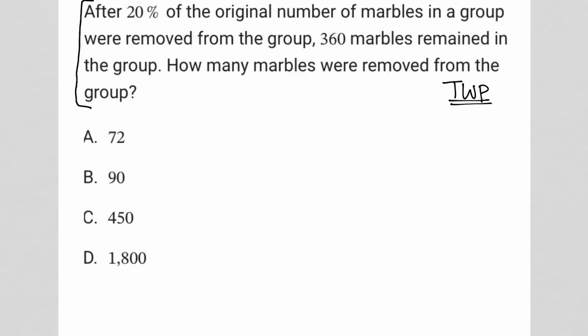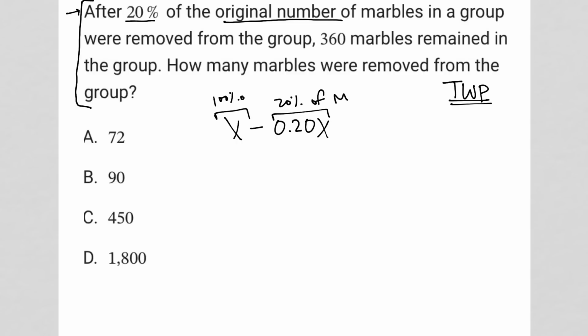So we start off here with "after 20% of the original number of marbles in a group were removed from the group." I'm going to stop there. We don't know the original number of marbles, so I'm going to call that X. We know that 20% was removed, so I'm going to say minus 0.20x, right? Like this represents 20% of the marbles, M, I'll say. This, of course, represents 100% of the marbles, or capital M. "360 marbles remained in the group," so this should make this equal to 360, right? So there's my translation that leads to an equation based upon understanding that first sentence.